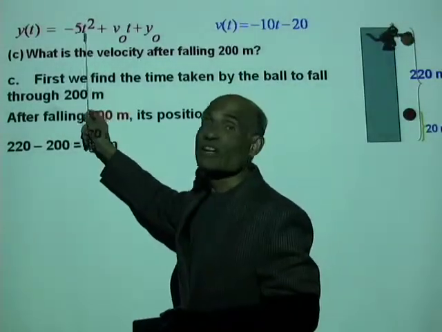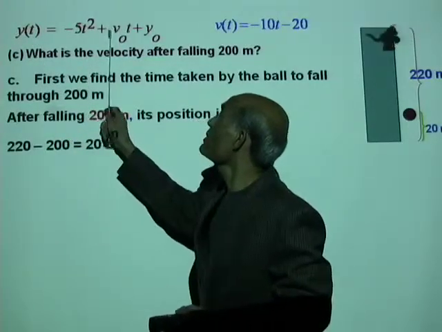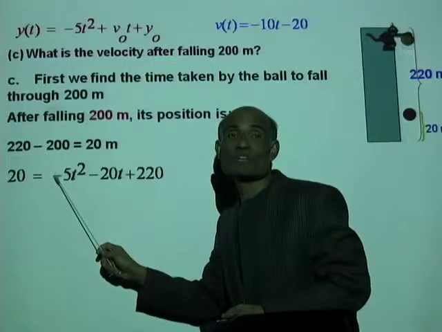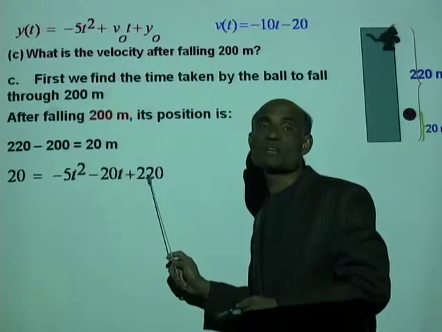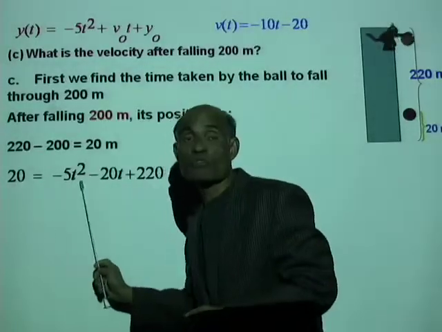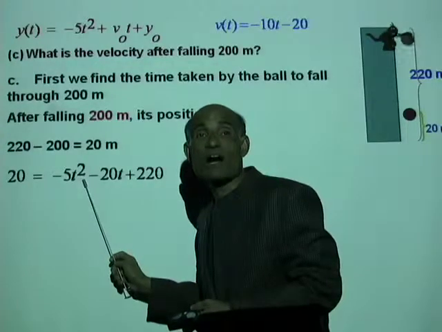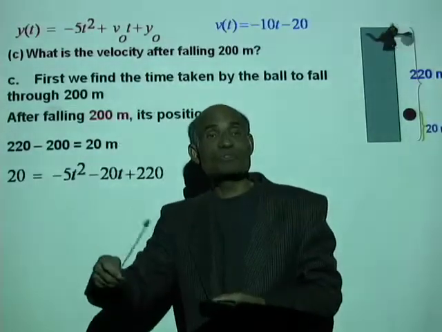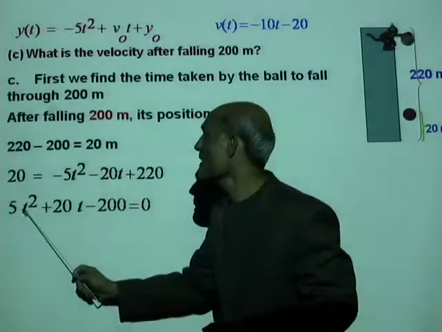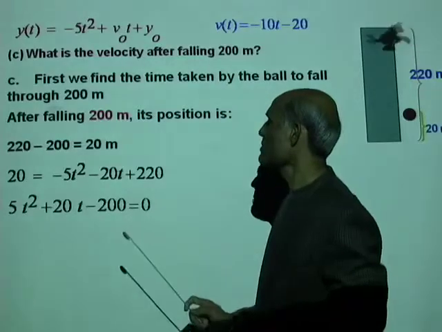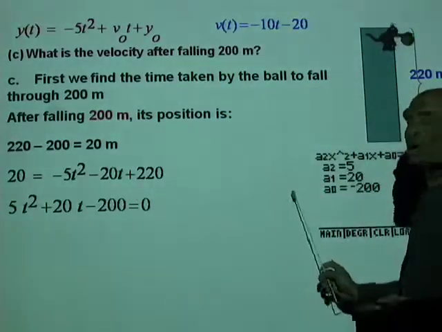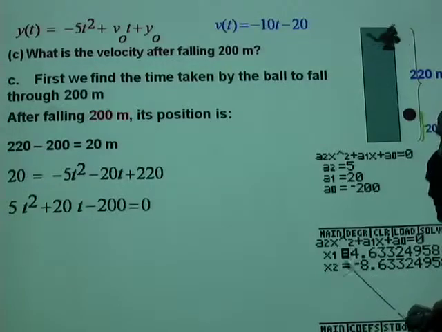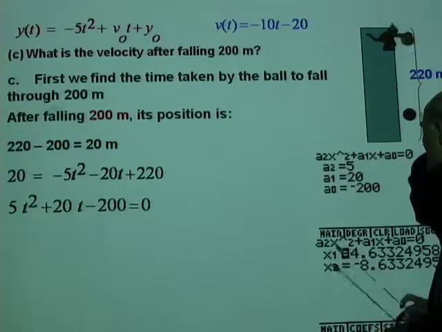That means in this equation, if you replace y by 20, we know v0, we know y0, then solve for t. We get 20 equals negative 5t squared minus 20t plus 220. If you solve this equation for t, that will give you the time for the ball to be at y equal to 20. That means the time taken by the ball to fall through 200 meters. Solving that equation gives 5t squared plus 20t minus 200 equals 0. I'm going to leave it for you to solve on your own. You can solve it on the calculator. It gives you a positive value and a negative value. The negative value is not acceptable for a time. Therefore, we take the positive value.